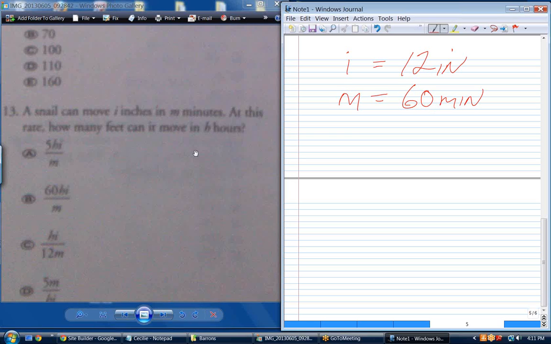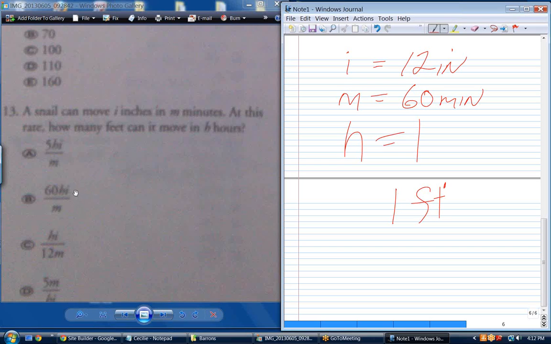Well, if h is equal to 1 hour, it can move 1 foot in 1 hour. So we know our answer is 1 foot. Now let's find out which of these comes out to be the number 1 using these three numbers. Well, 5 times 1 times 12 is 60 divided by 60. That comes out to 1.